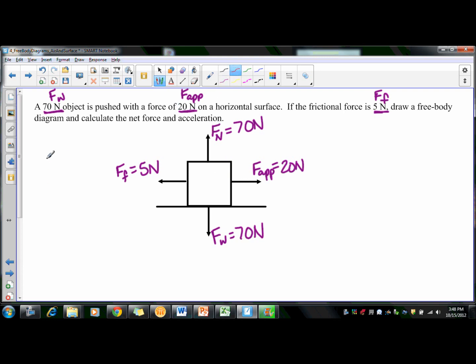So we use our weight equation for that one. So our weight is 70. We're looking for mass, and gravity is 9.8. So dividing by 9.8 gives us a mass of 7.14 kilograms. So that goes inside the box.